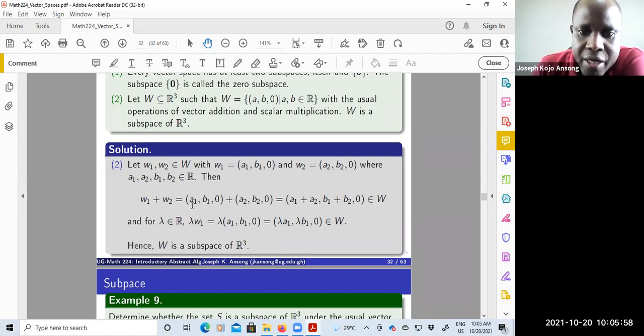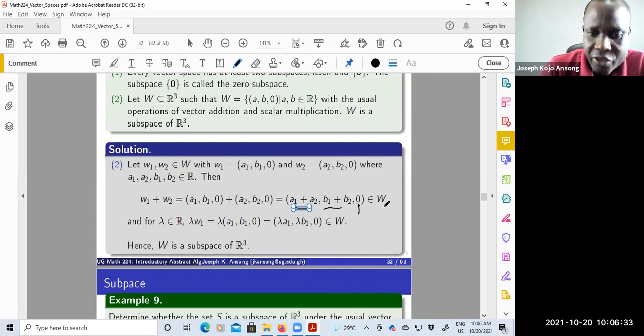Good. Now let's add them, the usual vector addition. W1 plus W2 will be this plus that: I add A1 to A2, B1 to B2, and 0 plus 0 is 0. Then I can easily conclude that this is an element of W because I have real numbers, and the third element is 0. So this whole thing belongs to the subset W. So W1 plus W2 is an element of W.